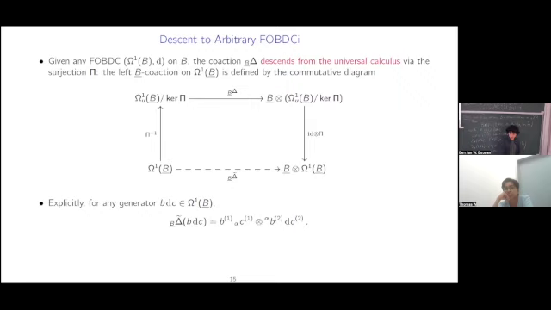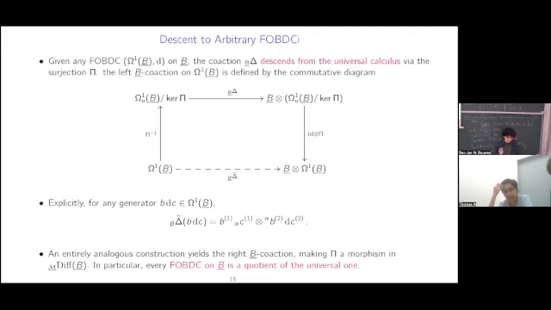So explicitly, for any generator, this is how your coaction looks like. And again, this is very, very much similar to what you get starting from the classical picture in the category of vector spaces, where instead of having the flip, you have the braiding. So an entirely analogous construction gives us the right B coaction, and the proof is precisely the same. And so now we know that the projection pi is a morphism inside the category MDiff and in particular, every first-order differential calculus on B can be obtained as the quotient of the universal one.